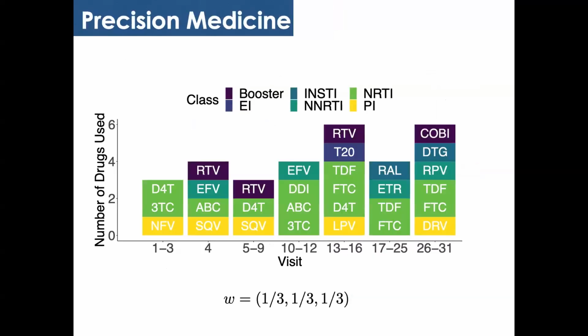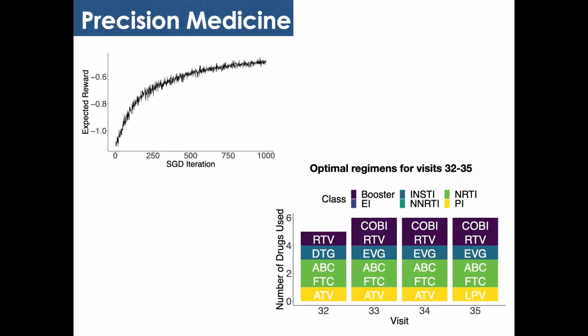Let me give you one example. Here is one person from XYZ, and this person had 31 visits. And here is a drug history. Here we use the W as 1/3, 1/3, 1/3 because everything is relatively normal. And then here are the results. The left part is just a stochastic gradient descent iteration, so we show it converges. And the bottom part is the optimal regimen we predict for the next 4 visits.